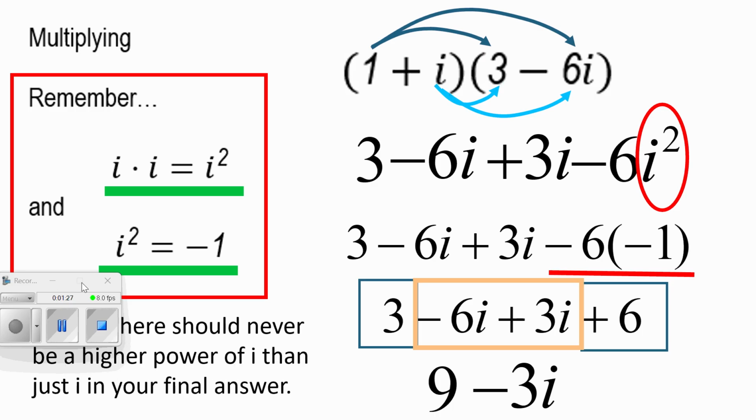And also now you want to take a look. There should never be any term higher than i in your final answer. So if you have an i squared or an i to the third or an i to the fourth in your final answer, you have not simplified it enough.